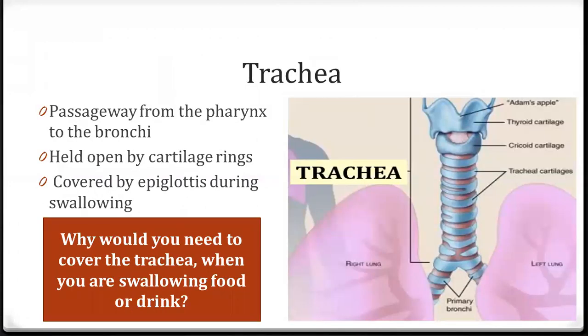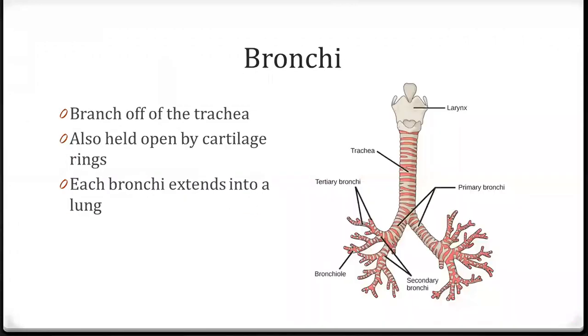Okay, so the trachea is the passageway from the pharynx to the bronchi. It's held open by cartilage rings, you can see in this picture right here. It's covered by the epiglottis during swallowing. So why would you need to cover the trachea when you're swallowing food? Because you don't want food to get down there. Bronchi branch off of the trachea. These are the big branches off of the trachea. They're also held open by cartilage rings, and each bronchus extends into the lungs.